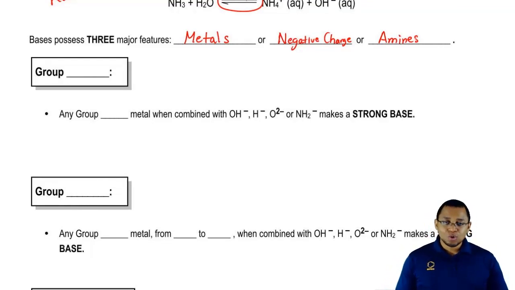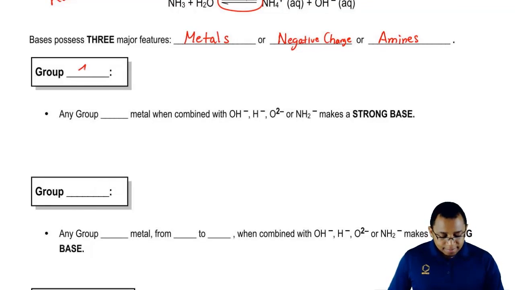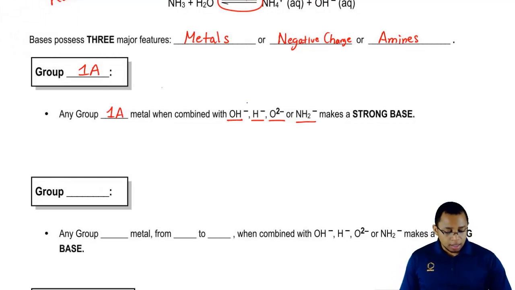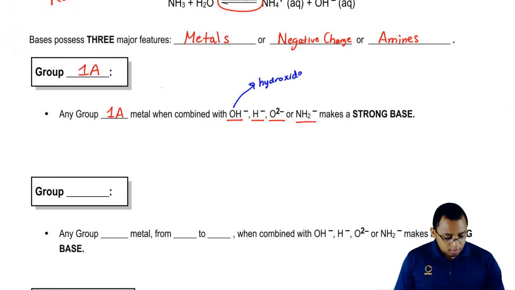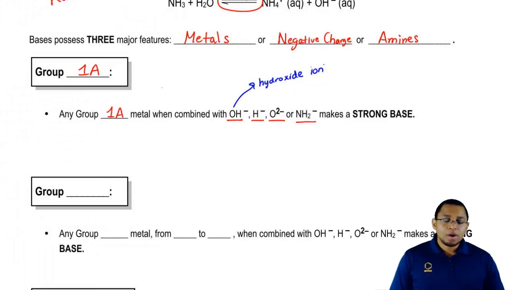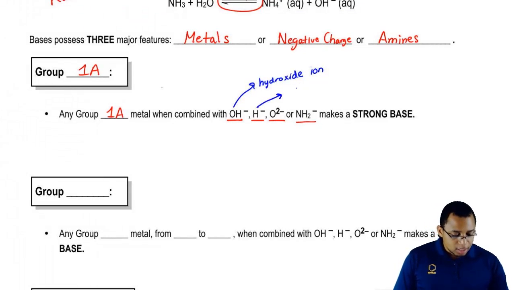So if we take a look at the rules, we're going to say group 1A. Any group 1A metal, when they combine with any one of these 4 ions, makes a strong base. Now, these 4 ions, we call them hydroxide ion. Hydrogen can be positive or negative. When it's positive, it's called hydronium ion, but when it's negative, it's called hydride ion.